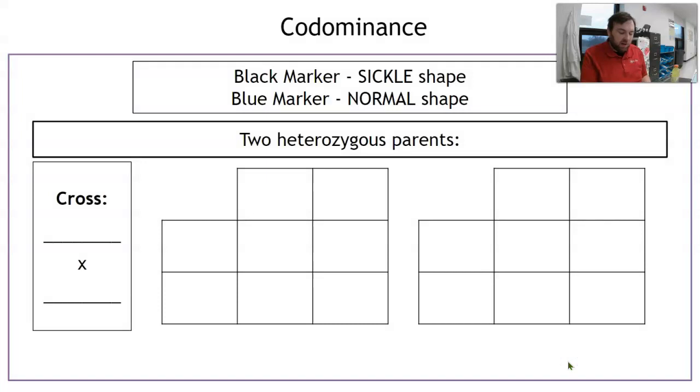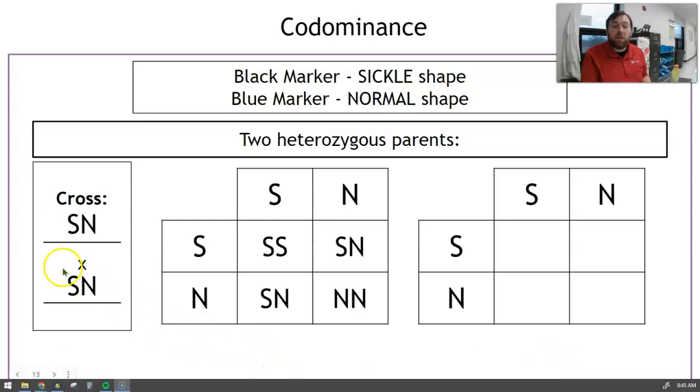This last one is number 11 on your worksheet. Let's cross two heterozygous parents. So two heterozygous parents are the S and the N. If we mix those two, we're going to get the 4 different squares, well, the 3 different genotypes in the 4 different squares: capital S capital S, capital S capital N, capital S capital N, and capital N capital N. Now we know exactly what would happen with these two right here. These are going to be a 50-50 box.